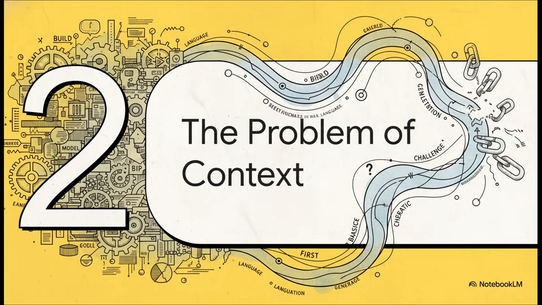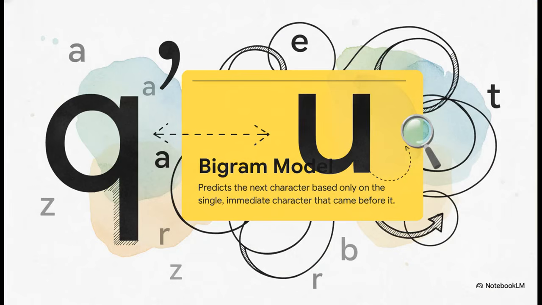Okay, so let's build our first super basic model. This is going to show us, immediately, the single biggest challenge in getting a machine to generate language. This is what's called a bigram model. It's about as simple as it gets. If it sees the letter Q, it learns that, hey, U is probably going to come next. That's all it does. Its entire memory, its whole understanding of the world, is just one character long.